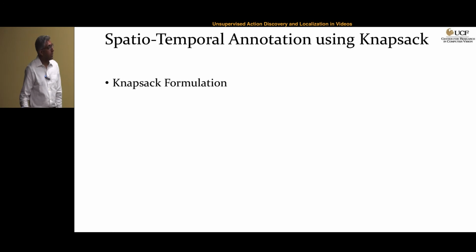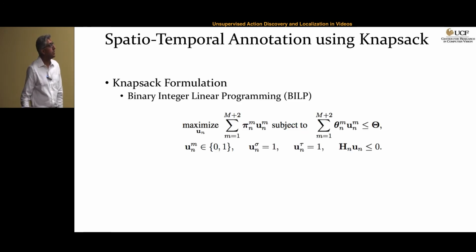Now, once you have this, then we introduce the knapsack formulation given by the binary integer linear program, shown over here, where each supervoxel node in the graph is represented by u, the knapsack value is represented by pi, and the knapsack weight is represented by theta. Here we want to maximize the value of the items selected in the knapsack, subject to the total weight given by the theta here.